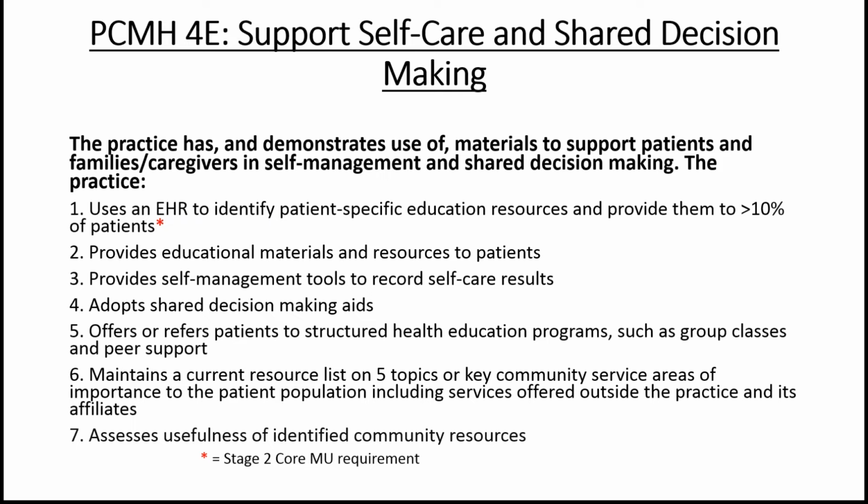And the last factor assesses usefulness of identified community resources. So not only providing them and saying, here you go, you can use these, but making sure that those you're providing are useful to the patients. That could be some type of survey or just patient feedback that you're documenting, if you're told that one of the resources you offer has limited availability, is very often full, or doesn't offer meetings at convenient times. It's just some way of checking that these resources are actually being used in a useful way by the patients.